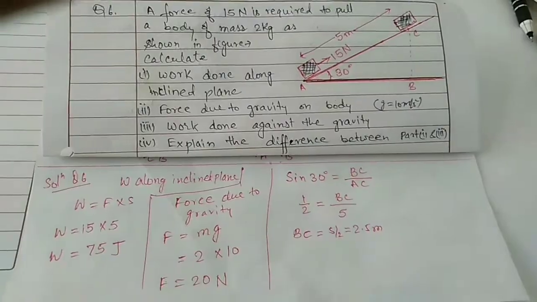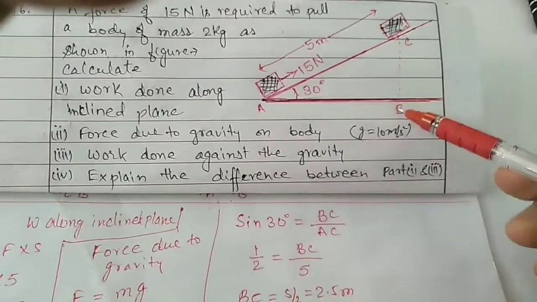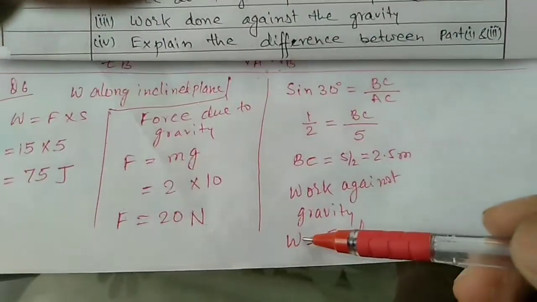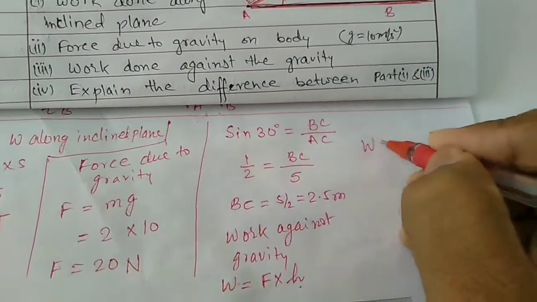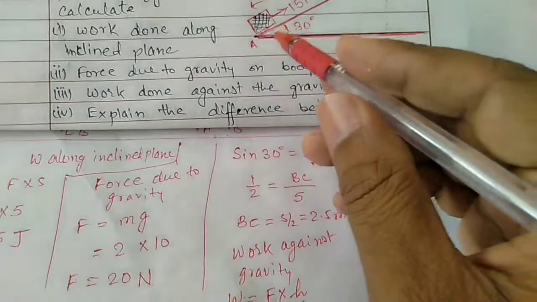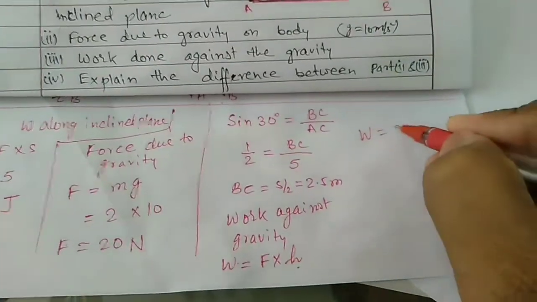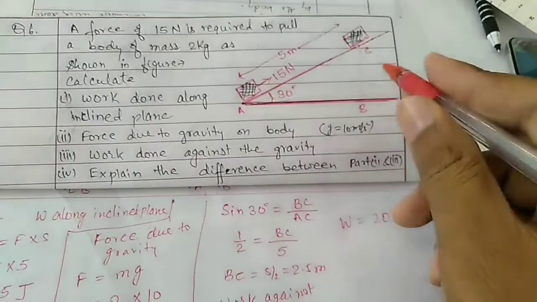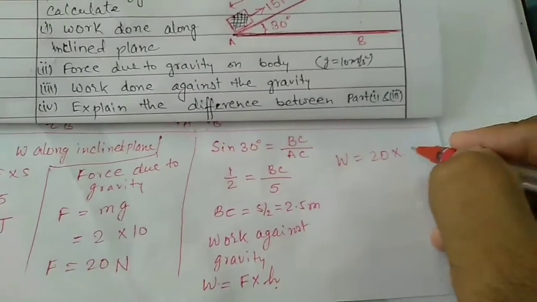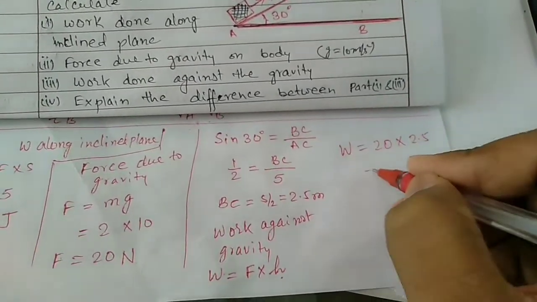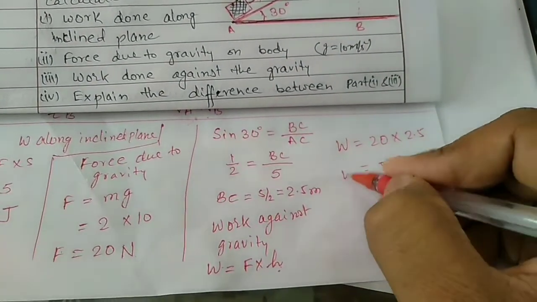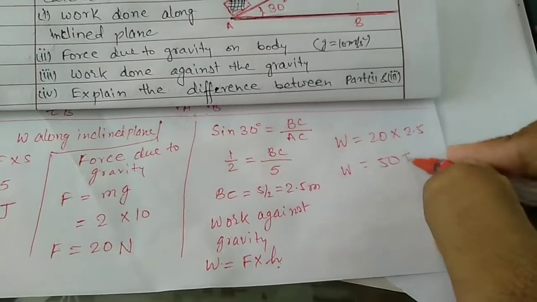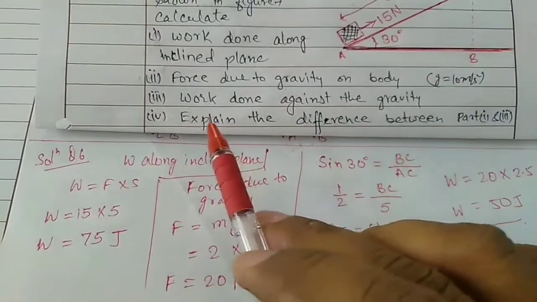So let's calculate the work done against gravity. If I'm considering this as H, so the work against gravity W is equal to F into H. So W is equal to F is how much? Weight of the body. What is the weight of body? 20 Newton. And vertical displacement against gravity, so 2.5. So it comes to 50. Force is in Newton, displacement is in meter, so work done is equal to 50 joule.